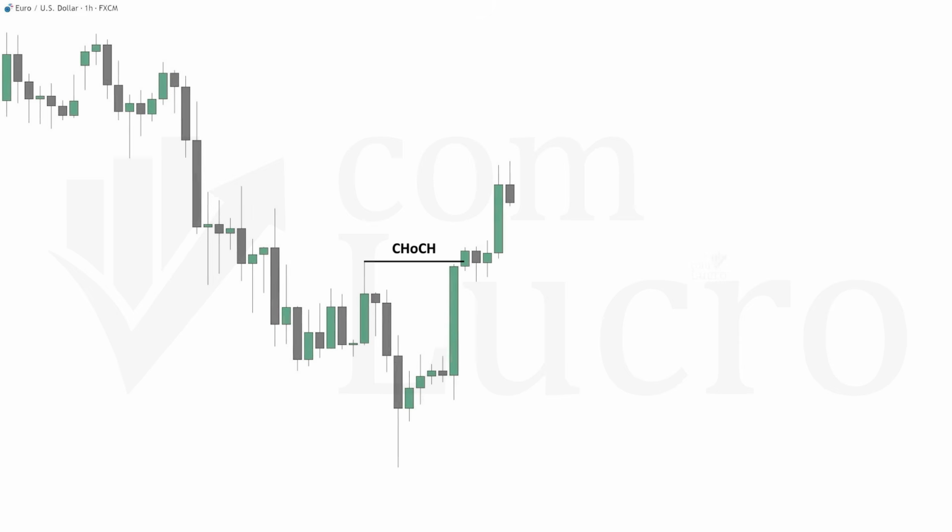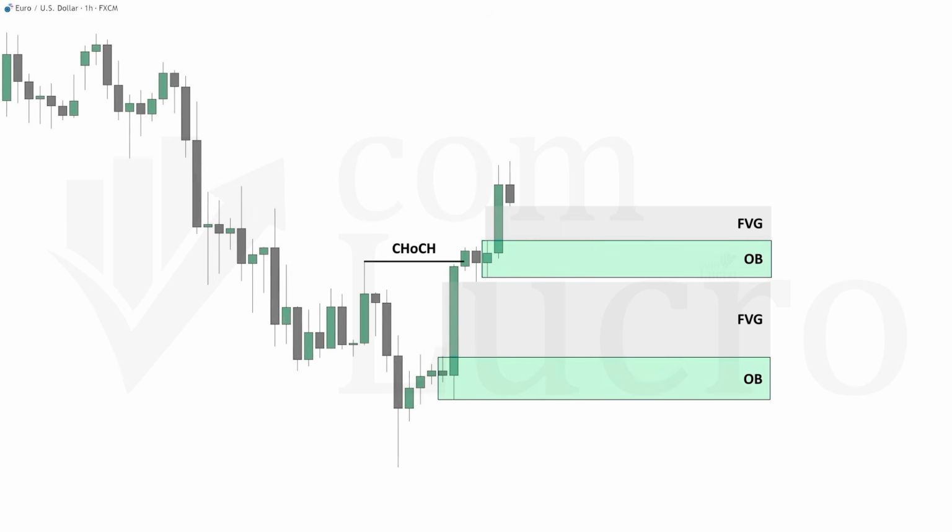The next step is simple. Identify the fair value gaps and mark the order blocks. In this example, we can see two distinct fair value gaps, so we mark the candles that created those gaps as our order block zones. These areas become our key trading zones for potential entries. If the price pulls back into any of these zones, we'll then zoom into the lower time frames to look for confirmation signals before taking a trade. So let's see how this plays out.